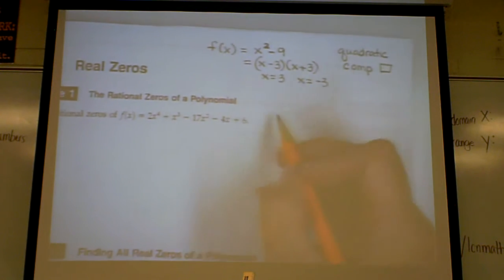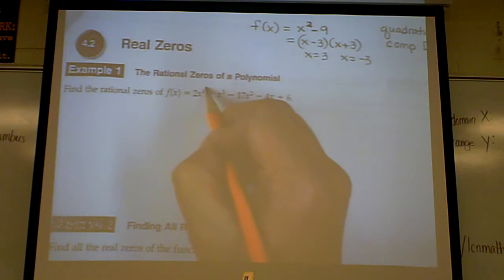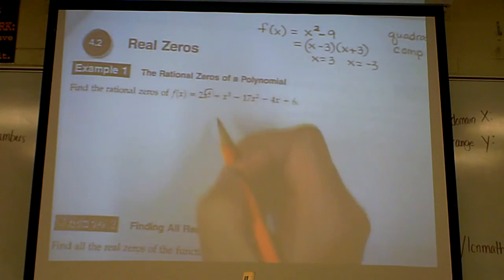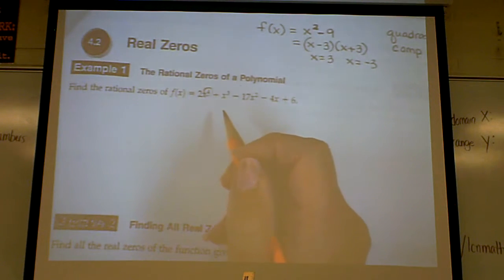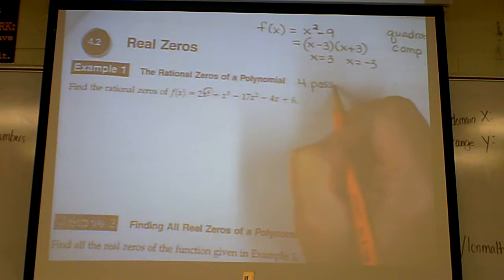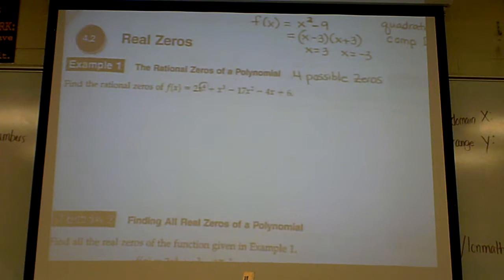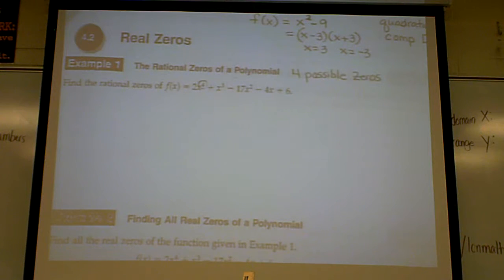But look at this problem. It's not x squared, it's x to the 4th. So that means, see this degree? The degree is 4. So that means there are up to 4 possible zeros. Now, does that mean there are 4? No, there could be 1. You have to break this down.